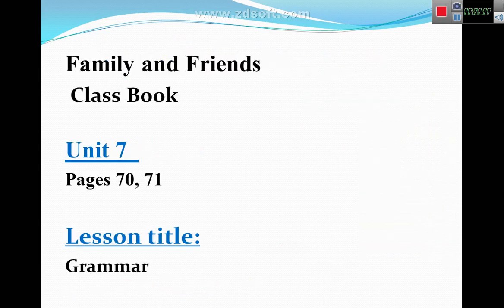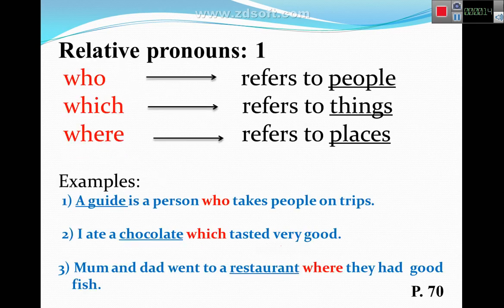Please take out your books. Family Friends Class Book, Unit 7, page 71, and the lesson title is Grammar. Let's get started. Relative pronouns.